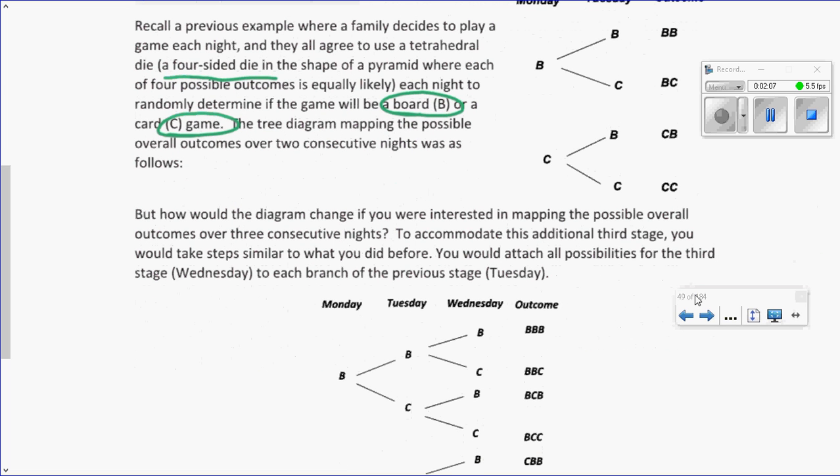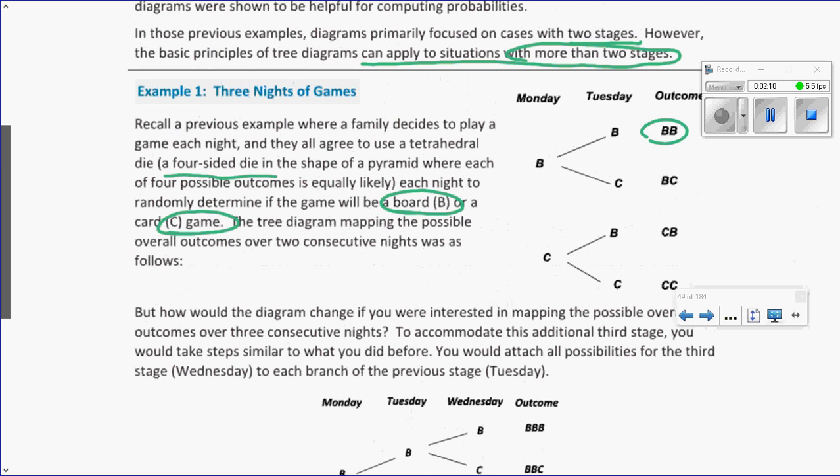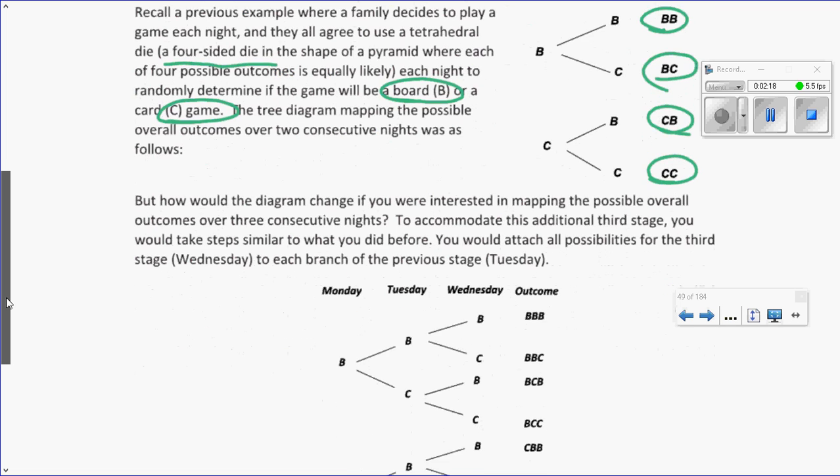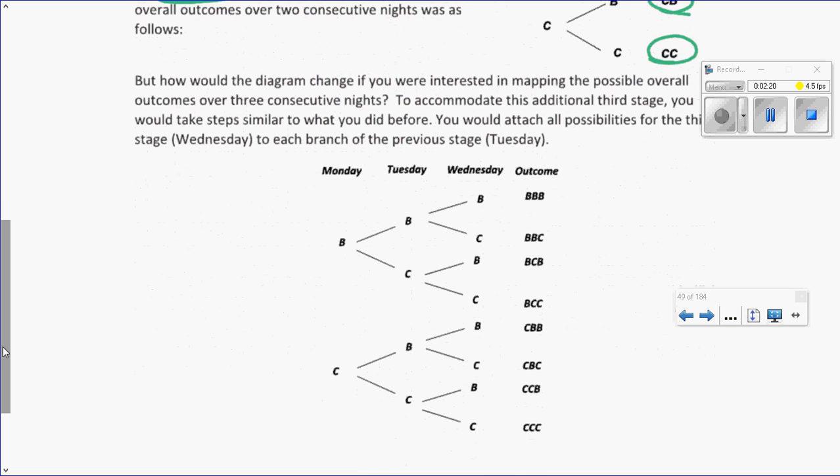What if we didn't just do 2 nights? Like, what if we did Monday, Tuesday, and then added in another night, Wednesday? That would result in even more outcomes. Because when you roll the dice, you could choose board game Monday, board game Tuesday, and board game Wednesday. That would mean that you would play a board game all 3 nights. Or you could have a board game Monday, a board game Tuesday, but then a card game on Wednesday. So that's the path that this tree is taking.